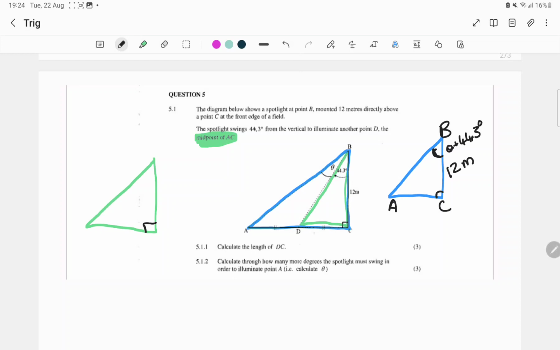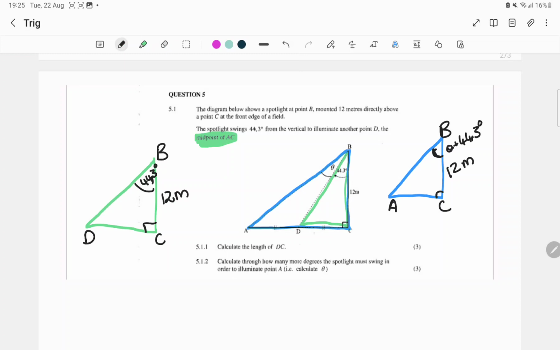Alright, and then my green triangle, I have angle B, D, and C. And I know that BC is 12 meters. And I know that the angle here at B is 44.3 degrees. Alright, so usually if you don't know what to do, always start with your common side. So in this case, we have two common sides. We have this part here at DC, which is common because they're in both triangles, and we also have BC. Okay, but now that we know this, we broke it down a bit, let's start answering the questions.